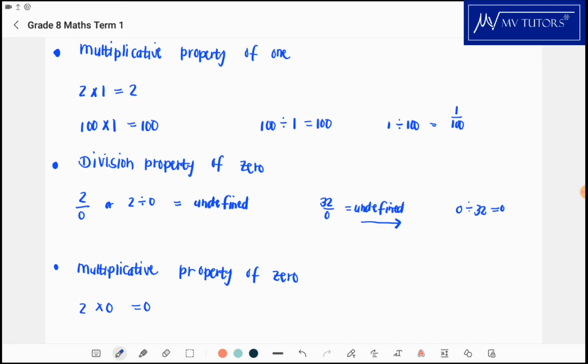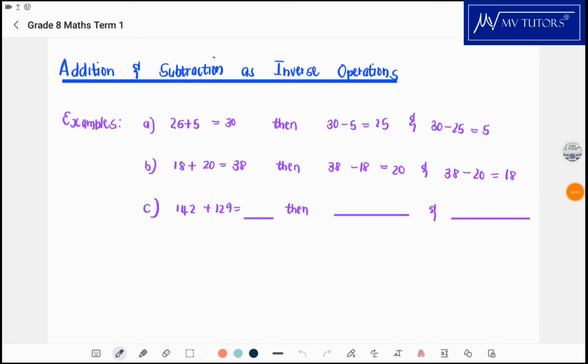Okay, any number multiplied by 0 will give us 0. Still looking at whole numbers, let us look at addition and subtraction as inverse operations. So with example A, we have 25 plus 5, which is 30. Now if we do the inverse, start from this side and say 30 minus 5, we get that it's equal to 25. Or we could say 30 minus 25 gives us 5. Okay, so you get the drift.